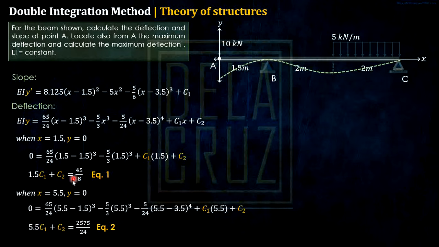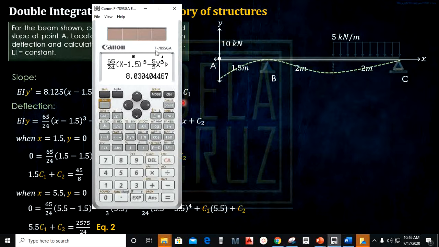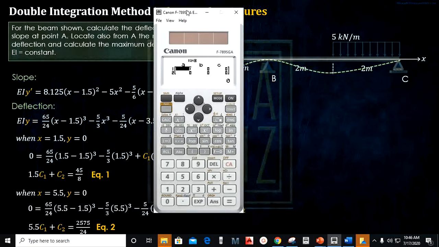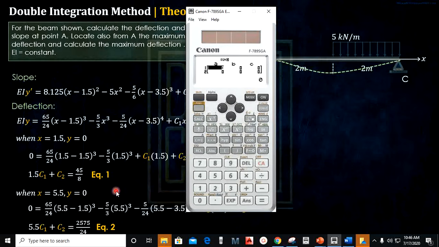So we can now calculate our C1 and C2. Let me show you this. In mode 2 of our calculator, mode 5 equation, since we have two unknowns, choose the option for two unknowns. Then substitute the coefficients. That will be 1.5, our C2 here is 1, then 45 divided by 8. Here, 5.5, 1, and 2575 divided by 24.